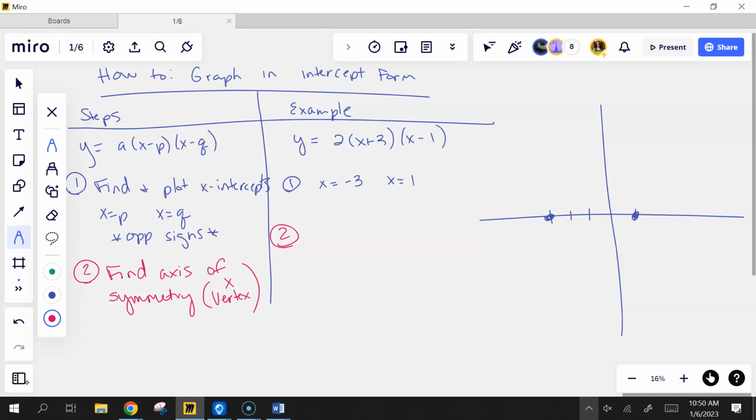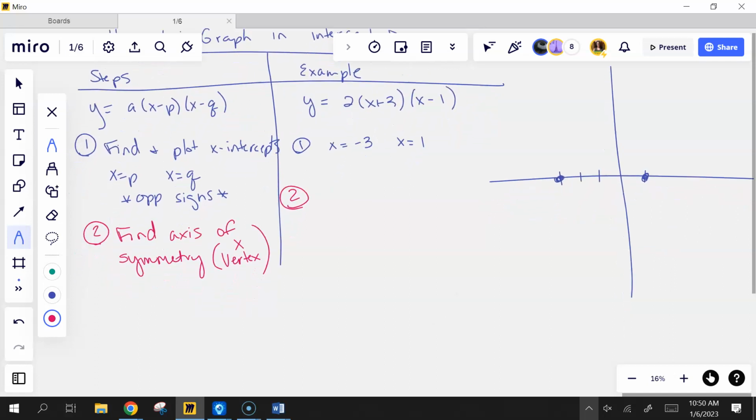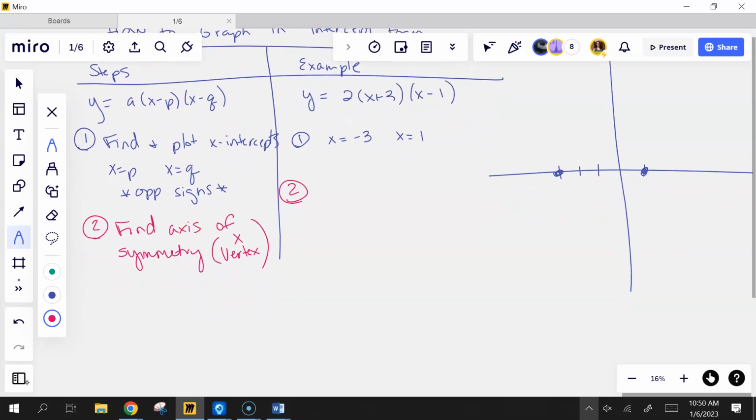What do I do? How do I find it? How do I find the axis of symmetry? Still opposite signs here. Okay, these are still the opposite signs. Am I going too fast? A little bit? Sure? Okay. So I get -3 plus 1 divided by 2. Still opposite signs.